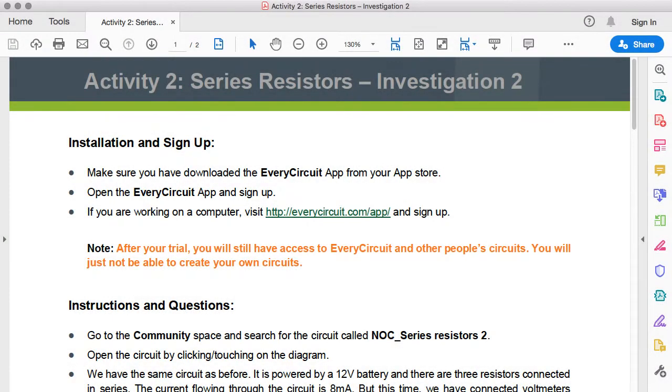Hi there, in this video we're going to go through Activity 2 Series Resistors, Investigation number 2. Once again, this activity was based on an Every Circuit interactive simulation, so make sure that you've got a copy of the activity sheet in front of you and that you also have a copy of the Every Circuit app on your mobile device or inside your Chrome browser.